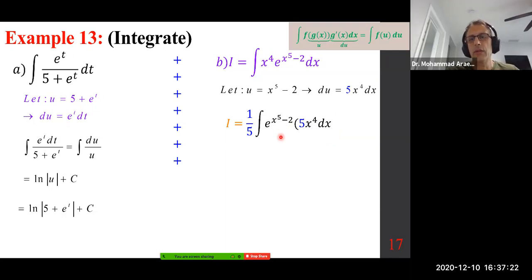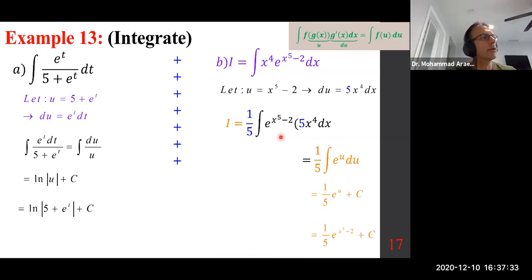We write down 1/5 of the integral of e to the power of u, which becomes 1/5 of e to the power of u and a constant, and we replace it and we are practically done. It's that simple. I hope you realize that, everybody, and know what you would choose for your u substitution.